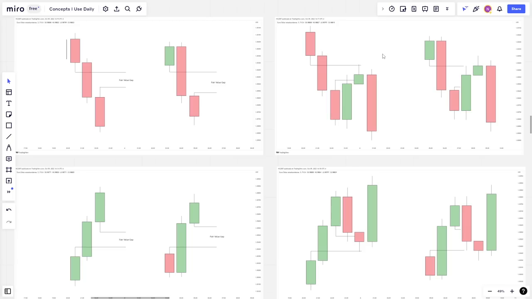When to do that, where the fair value gaps have to show up, where you should be targeting, where you should be entering, and so on and so forth. I've taught you what I believe is everything I use daily to be able to profit from the market. So what are you supposed to do now?